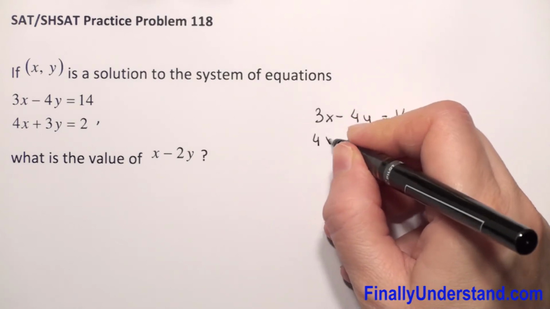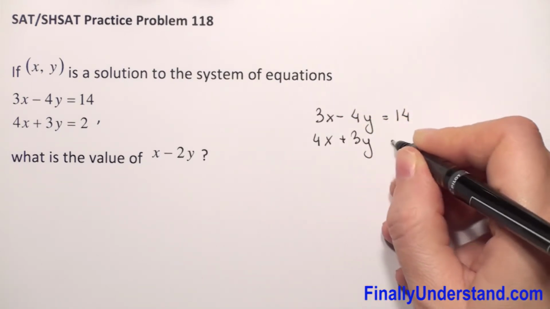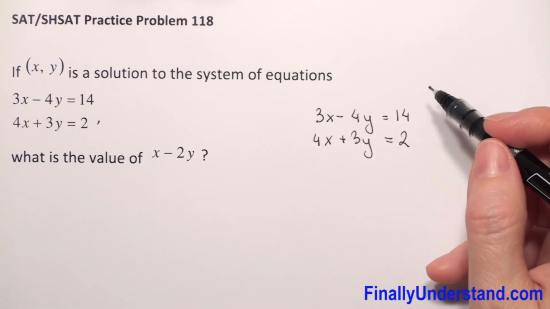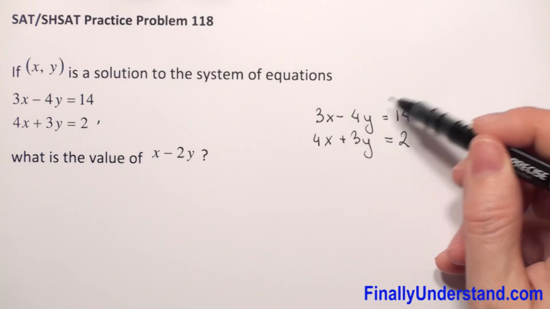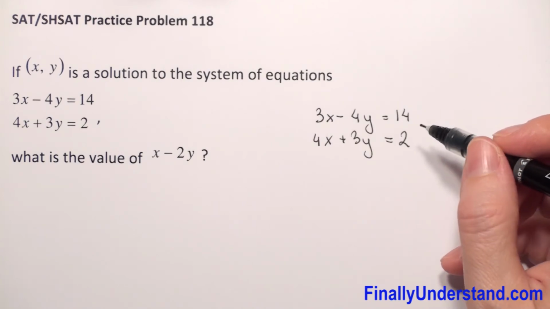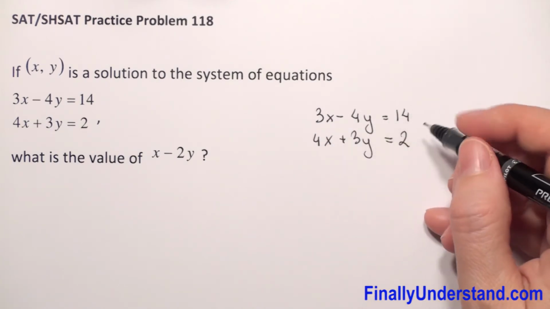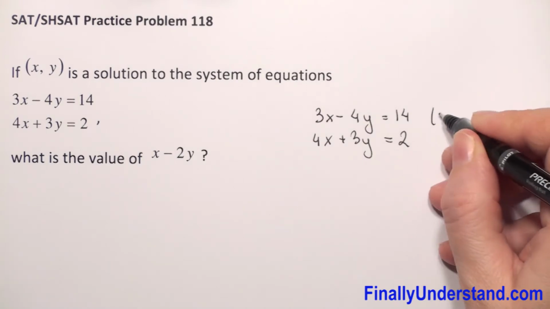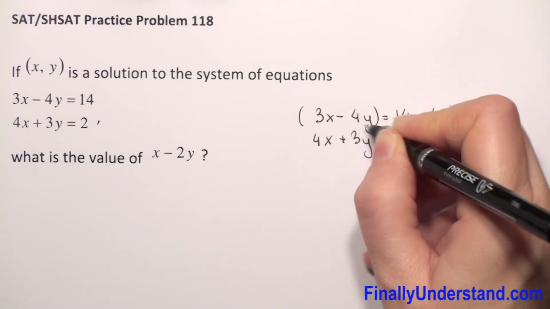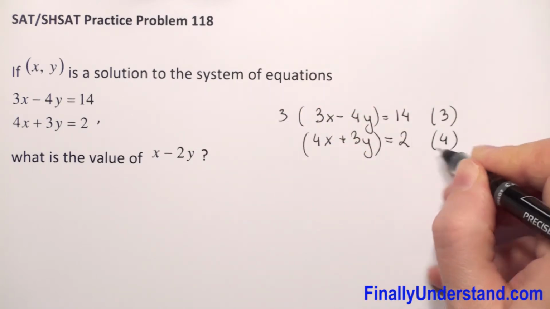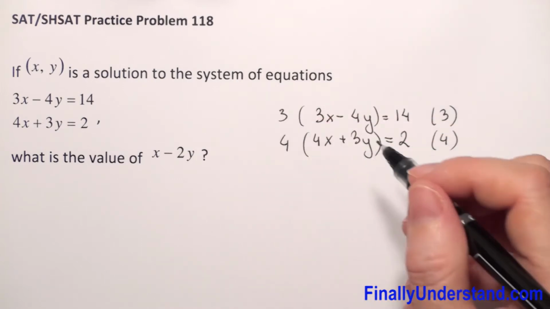And we have 4x plus 3y is equal to 2. To solve this system of equations, we will use the addition method. So first, I will multiply the first equation by 3 and the second by 4. So what will be now?